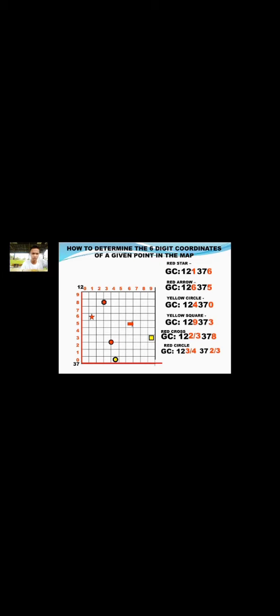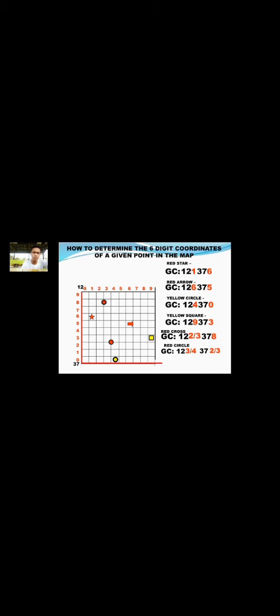Okay, next is the red cross. Find the red cross. The grid square is 12 and 37. Since the red cross is in the middle of 2 and 3, that is where we place the square, so 2/3 and 8. It is aligned with 2/3 and with the number 8. So that is the red square.